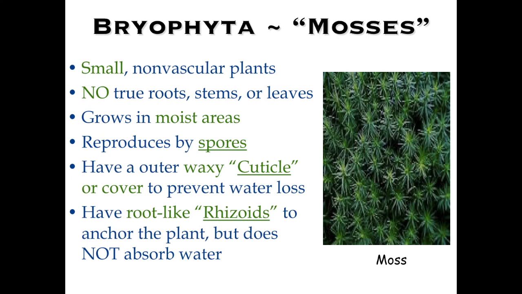A cuticle usually covers a leaf in most plants, but in this case it's covering a lot of the body of the moss to prevent water loss. So it wants to absorb that water and not lose it. And then those root-like structures, as I just said, are called rhizoids. They kind of anchor the plant, but it does not absorb water. So the absorption of water is more from the body of the moss, not from the rhizoid.